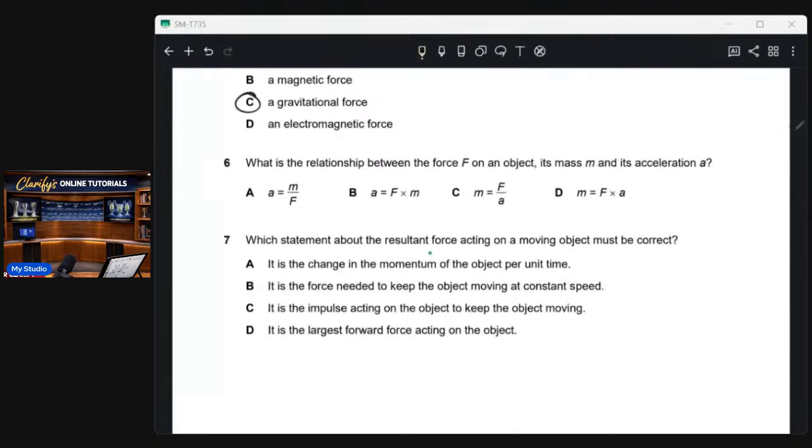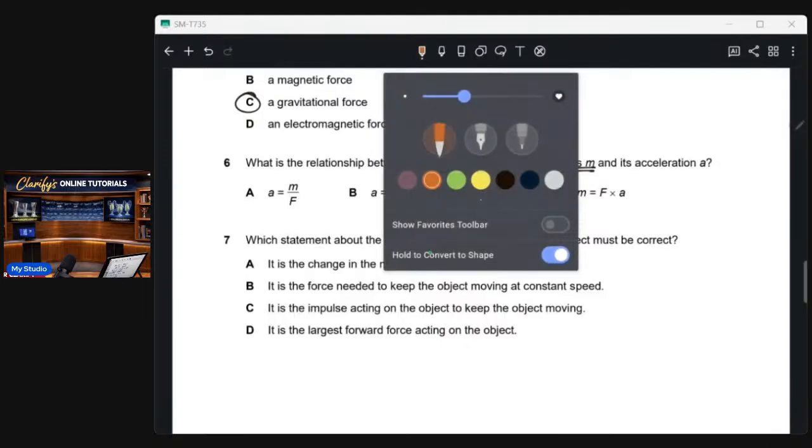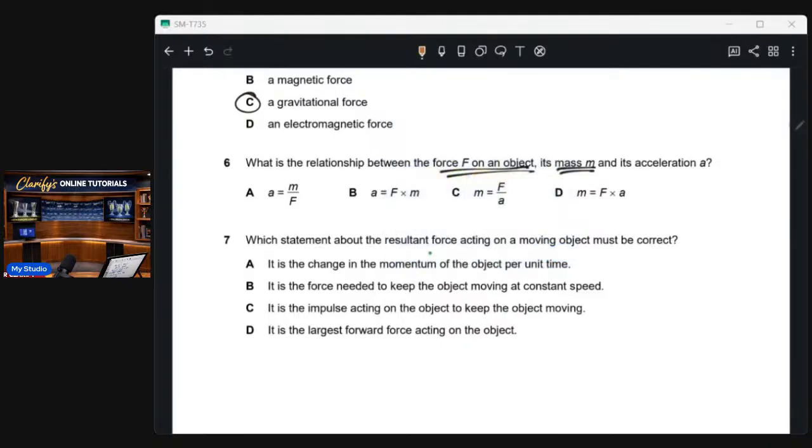We move on. What is the relationship between the force on an object and its mass? That is the same thing we've said, we've just been talking about weight. So the relationship between a force and its mass is Newton's second law. Force is mass times acceleration, the resultant force. That's the only formula that has acceleration, mass, and resultant force.